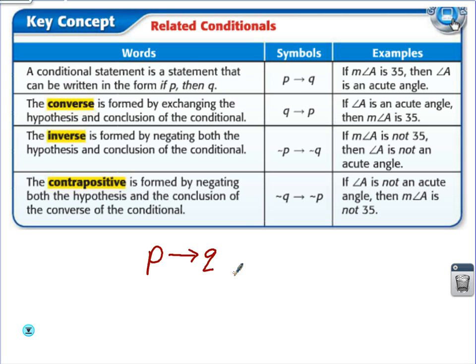P implies Q. A converse. Does everybody know what a converse is? It's a shoe. That's correct. But you know what it is mathematically. A converse in math. Prefix con. How could we remember this? Converse. I used to have a way to remember this.